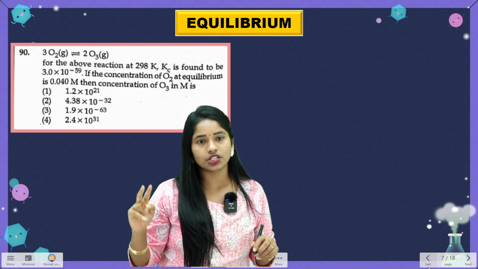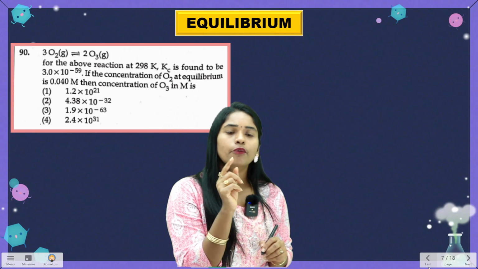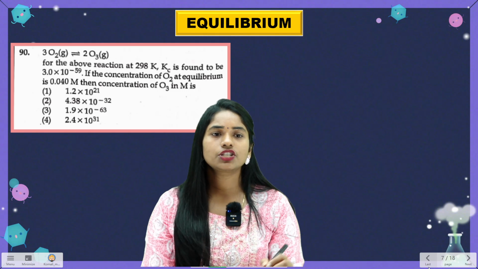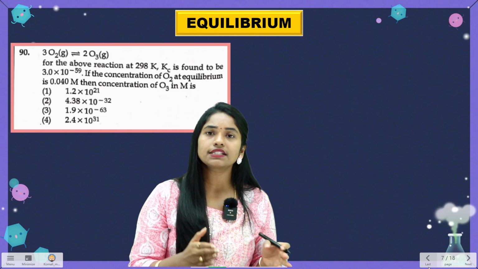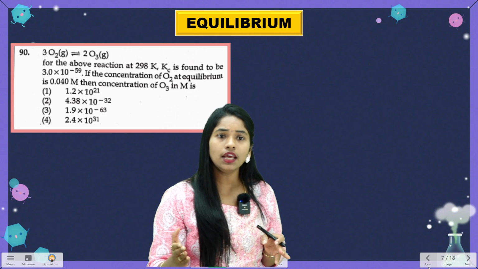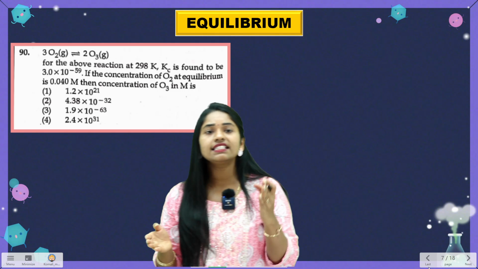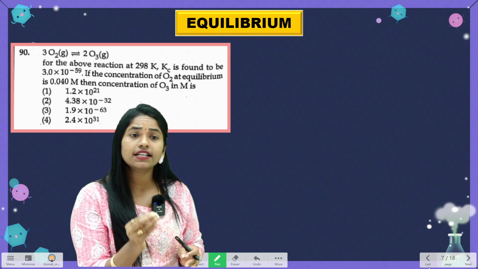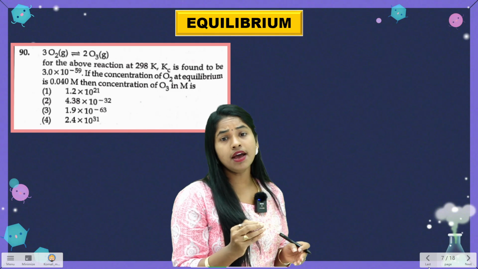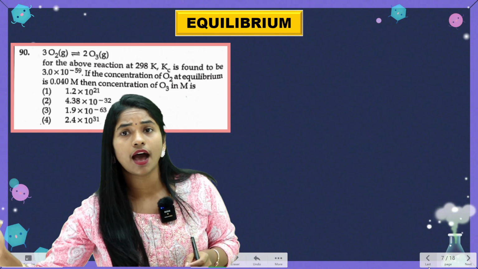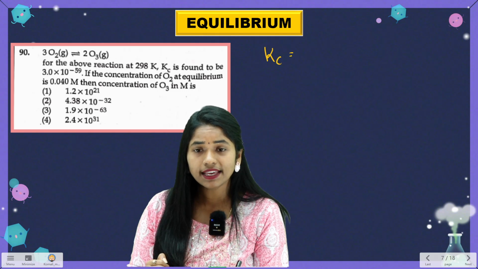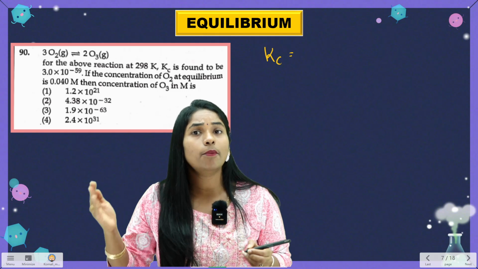Total 2 questions. The first question is a Kc relation based question they asked. This is the equation given: 3 moles of O2 is converting into 2 moles of O3. For the above reaction, the Kc value is given, and if the concentration of O2 is given as 0.040, then the concentration of O3 is how much? Okay, how to solve this question? First, you have to write the Kc expression. What is the formula of Kc?